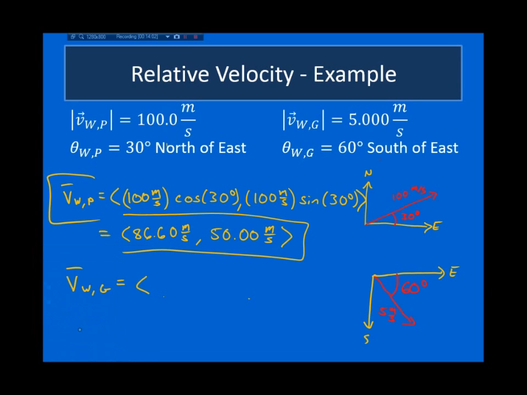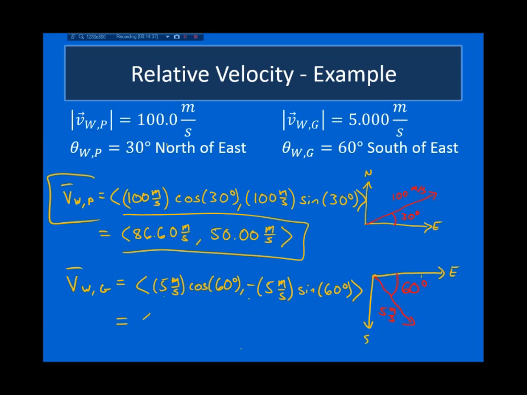So again, the east-west component is the first one. We can see it's in the east direction. That's the positive direction. This side here is adjacent to the angle 60 degrees, so we have 5 meters per second times cosine of 60 degrees. The north-south component is in the south direction. That's the negative direction. So we have a minus. And this is opposite the angle 60 degrees, so we get sine of 60 degrees.